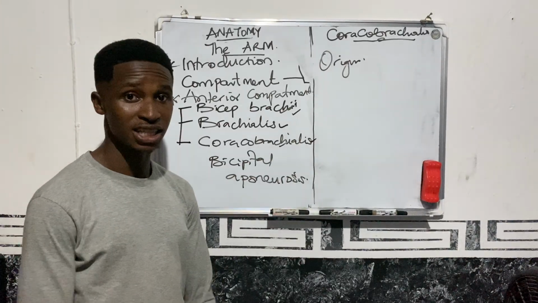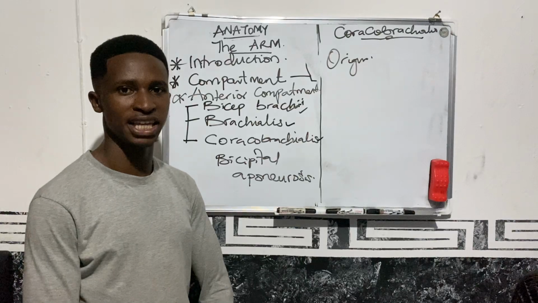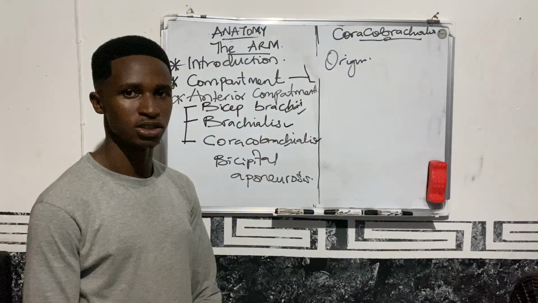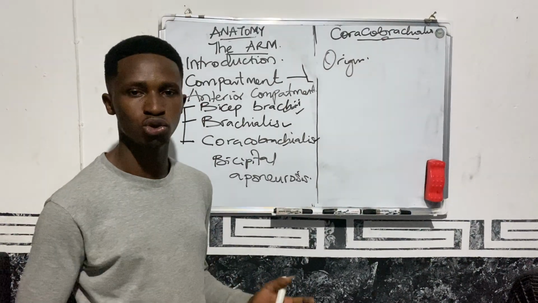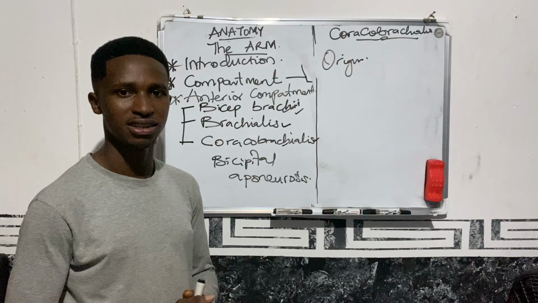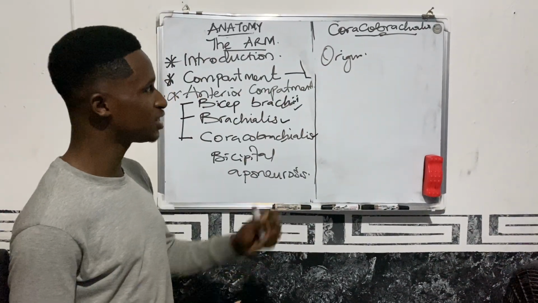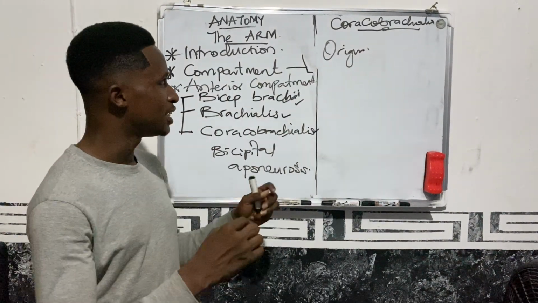One reason why it is known as the landmark of the arm is because this muscle is pierced by a nerve known as the musculocutaneous nerve. Examinable point. Which muscle of the anterior compartment of the arm is pierced by the musculocutaneous nerve? Answer: the coracobrachialis muscle.